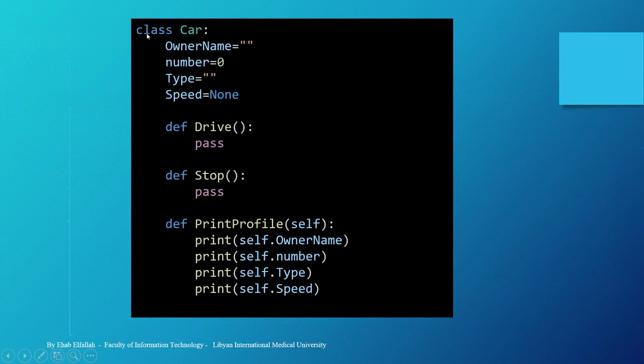So we have a class Car, and we have the four attributes, and we have the three methods, and this method performs some tasks. It prints the profile of that class. So here we can access the owner name, the number, and the type that we define in the beginning of the class by using the self argument.